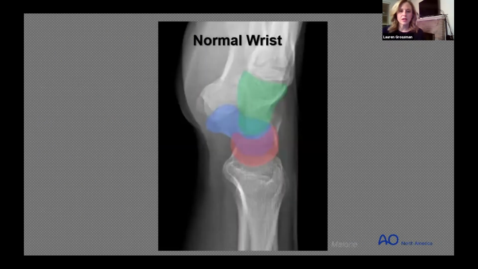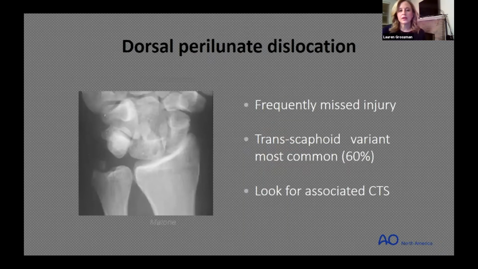So here's an x-ray of a normal wrist. When you're first looking at it, you need to make sure that your scaphoid is overlapping your pisiform. If you see your pisiform separate, you know that's not a good lateral, and so that's not overly helpful in your x-rays. But this is showing that your capitate sits pretty much on top of your lunate and your scaphoid, and they all overlap each other, really sitting directly over the radius and in line with the third metacarpal. So again, these are frequently missed injuries, and the transscaphoid is the most common variant.